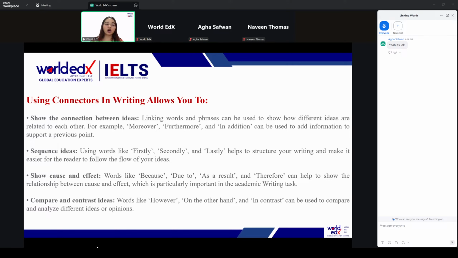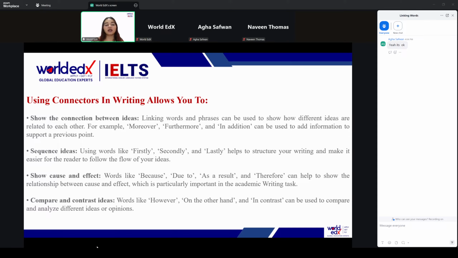When you want to show cause and effect about something, again it's a very similar thing. You definitely use words like because, due to, as a result, therefore. Again, you can use these things, and you have to use these kinds of linkers when you're speaking.